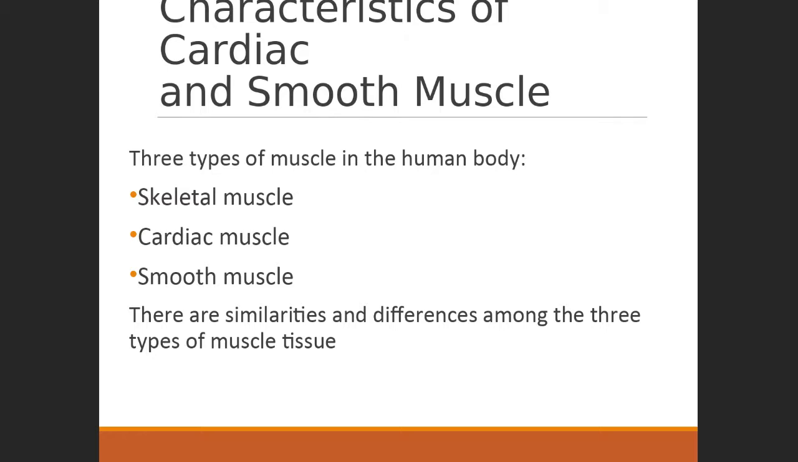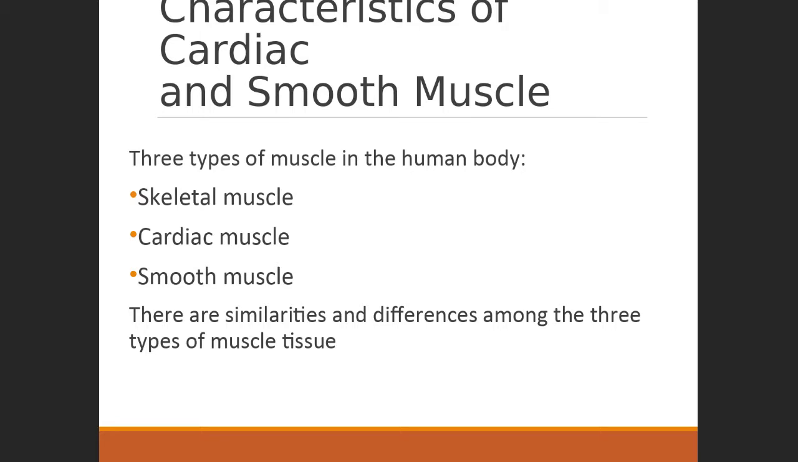On a slide, each of these types of cells will either look striped or unstriped. And the term we'll use to describe that is striated. Striated has a striped appearance. So it'll be striated versus non-striated. Of the three types of muscle tissue we have, both skeletal and cardiac are of the striated variety. So when you look at them under a microscope, they will appear striped. Smooth is given its name because of its lack of striations. It has a smooth appearance to it.